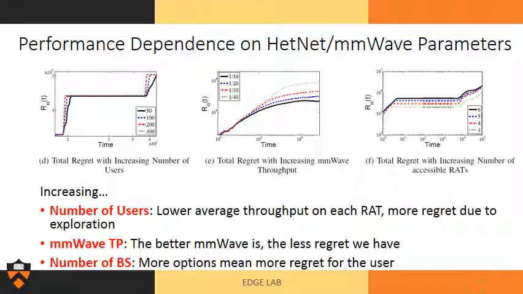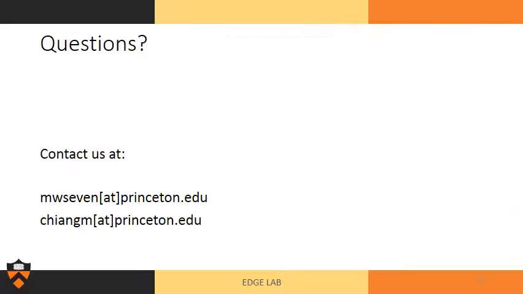In figure F, we increase the number of accessible routes from 3 to 4 to 5 to 6, and we can see that more options mean more regret for the user, simply because there are more options for the user to switch to.